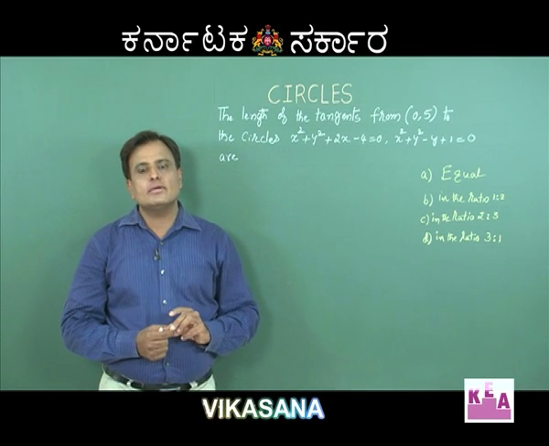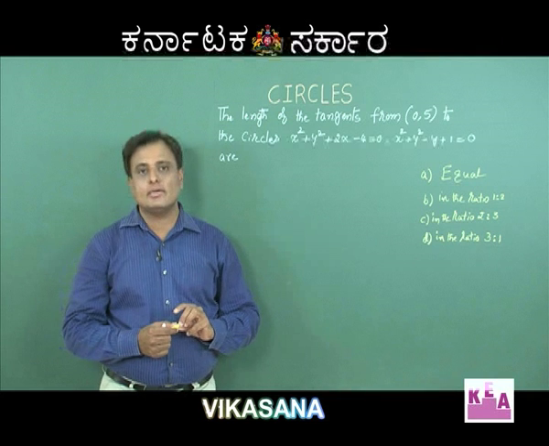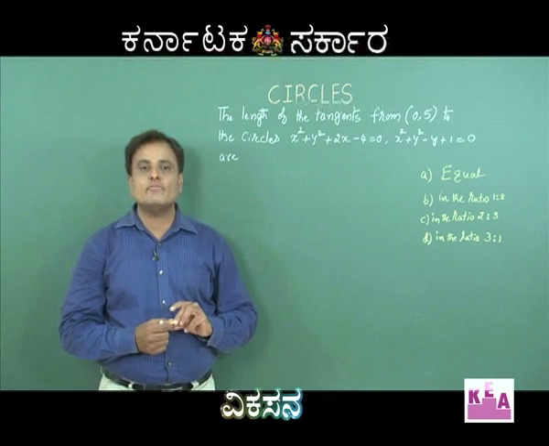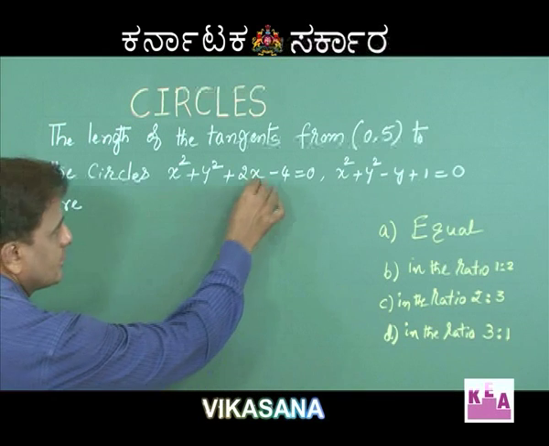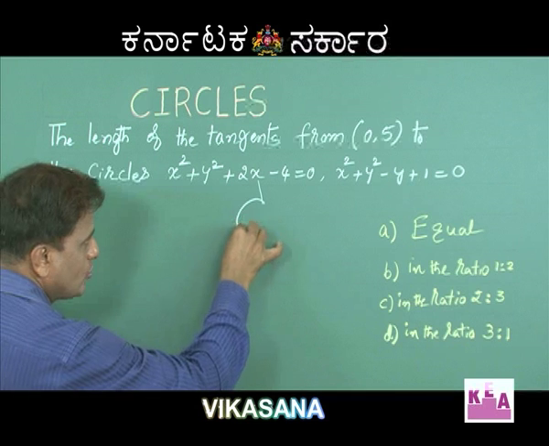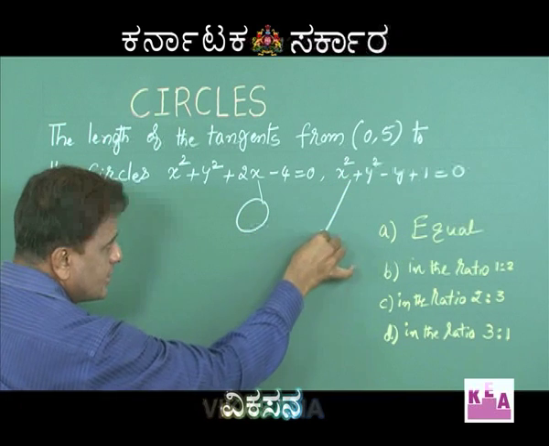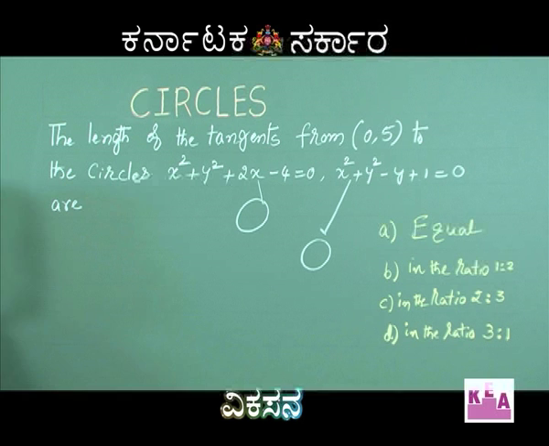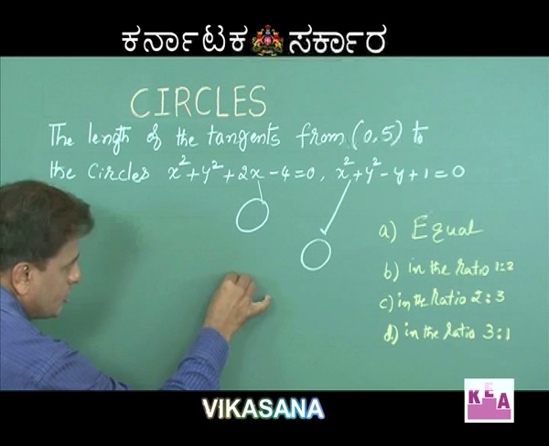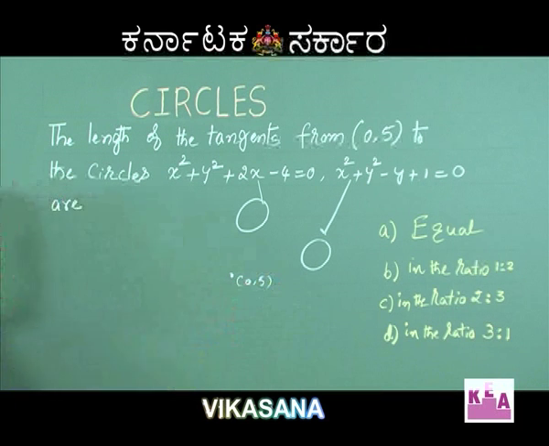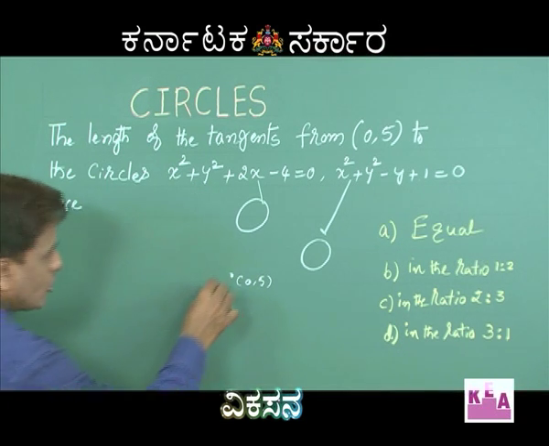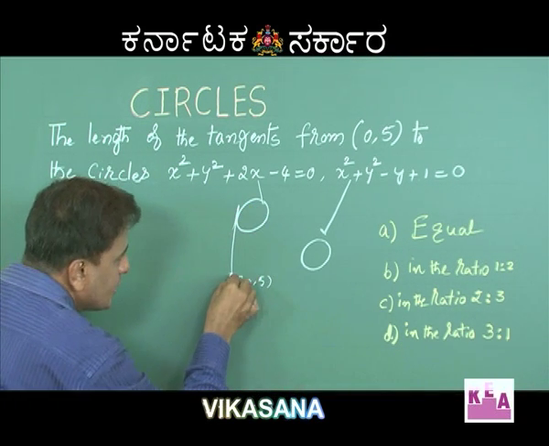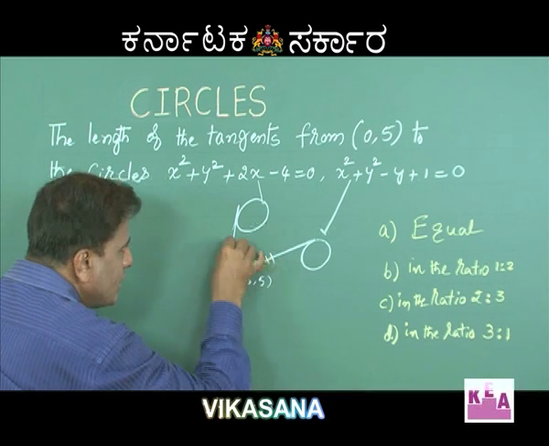Again, the concept here is based on lengths of tangents drawn to the circle from a given point. Consider this circle as S1 and this circle as S2. According to the question, the point is 0, 5. We have drawn tangents from 0, 5 to both the circles, so we have to find out these lengths first.